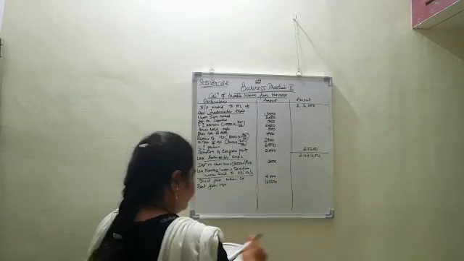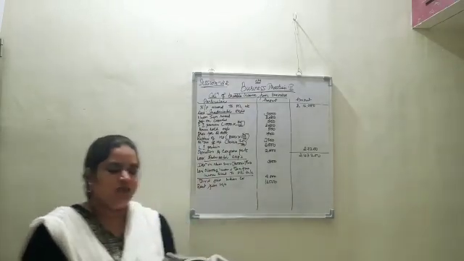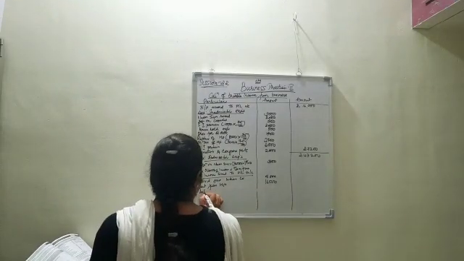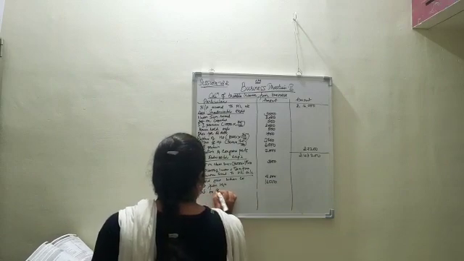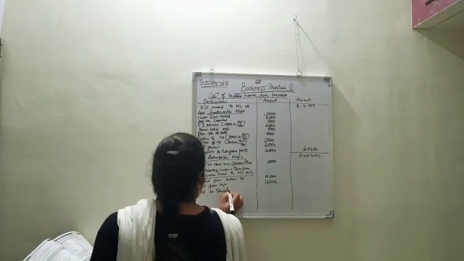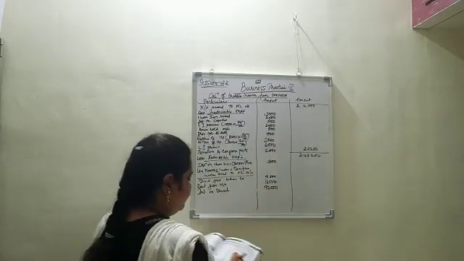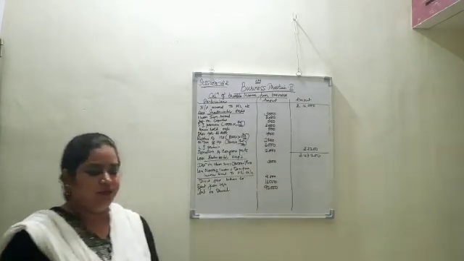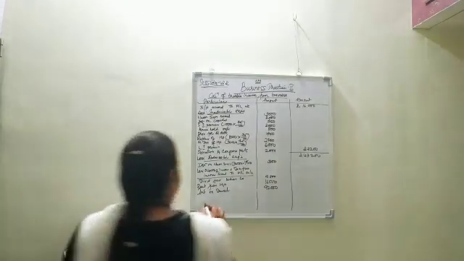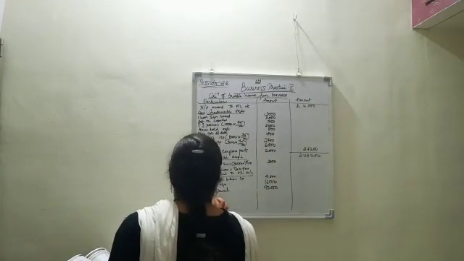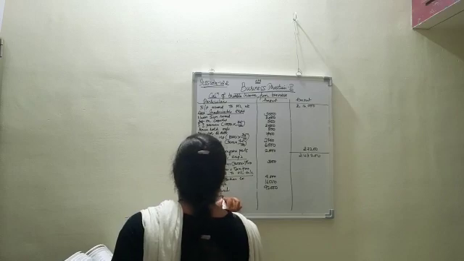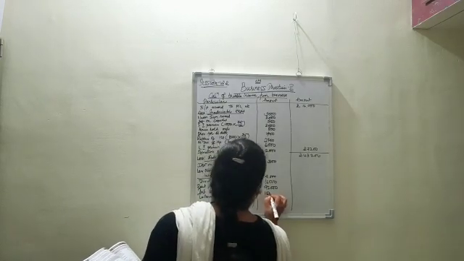Then you have interest on securities. Interest on securities is again deducted, 92,000. Lastly, you have lottery incomes, income from other sources. Lottery incomes to the extent of 15,000.